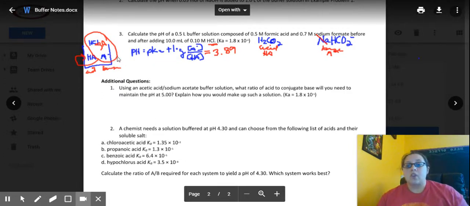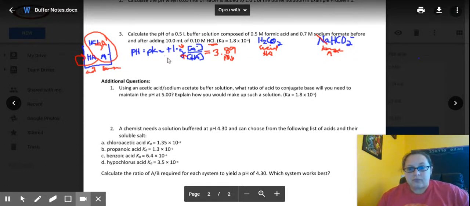So what should happen? We should see that our A minus decreases a small amount, our HA increases a small amount, and as a result, our pH should decrease a small amount because we're now making more HA than A minus. We're making more of the acid component, so our pH is going to go down a little bit comparatively.